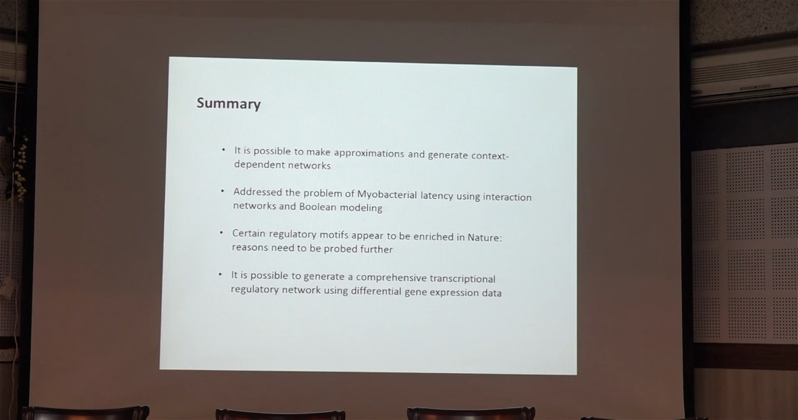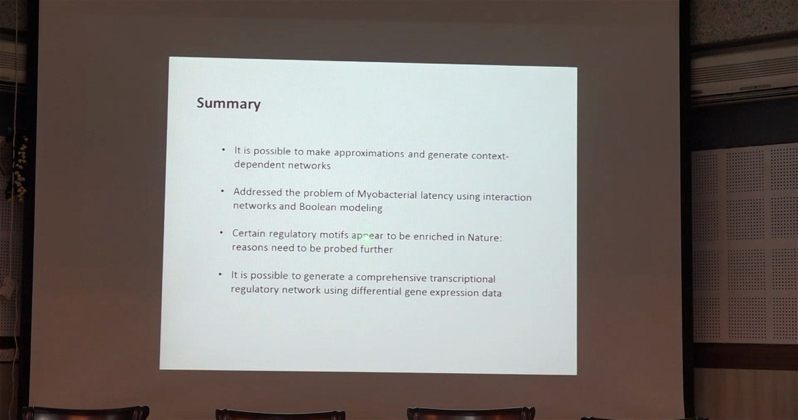All right. So to summarize what I have told till now, it is possible to make approximations and generate context dependent networks. What I showed you in the first example is to take a microarray, map it on the network, and remove the nodes which are not expressed. So what you have now is a context dependent network, a network which represents only the genes which are expressed under that particular condition. Now you can start comparing many different context dependent networks. Under different contexts, you have different networks, and you can compare them.